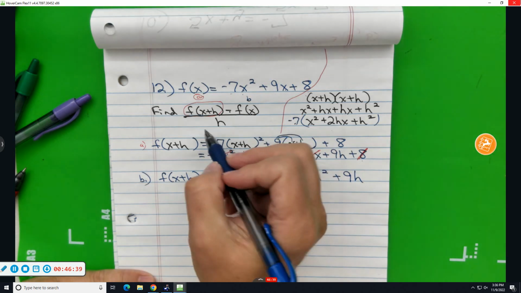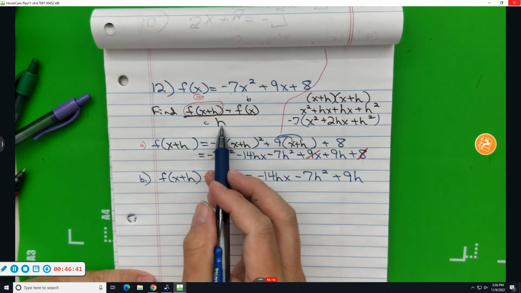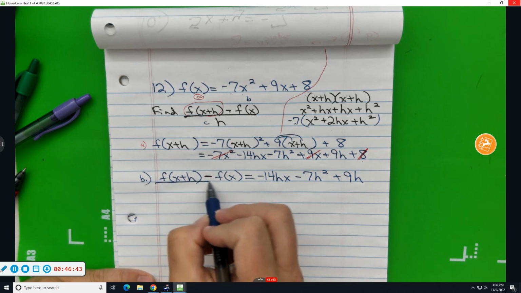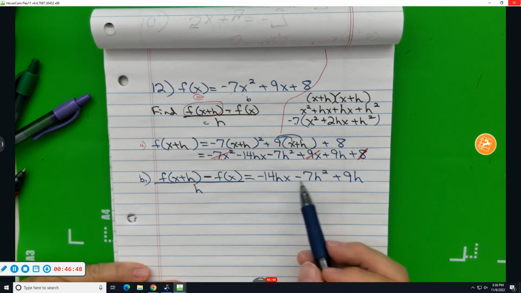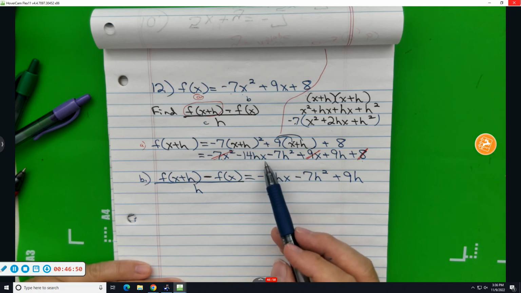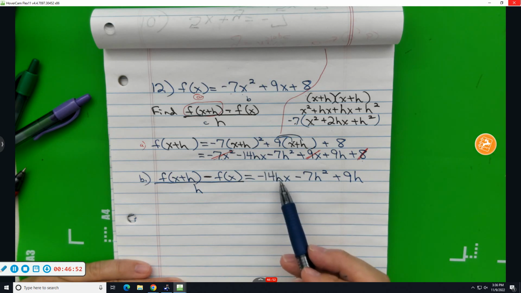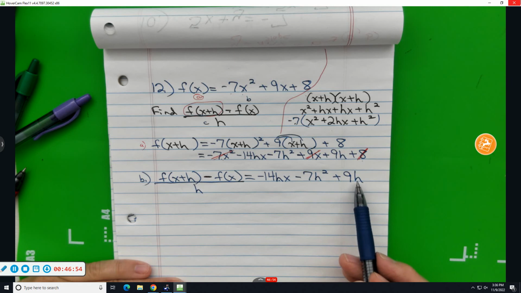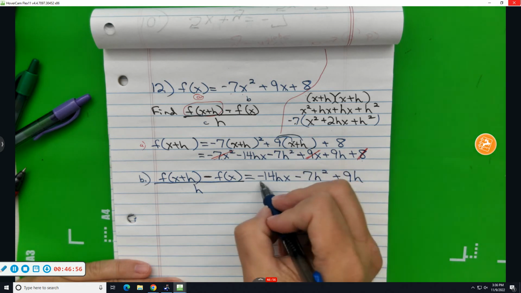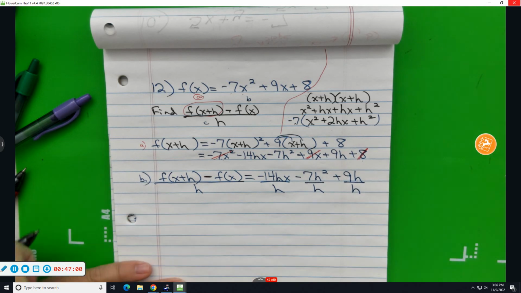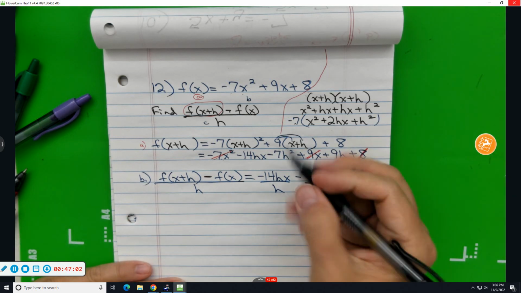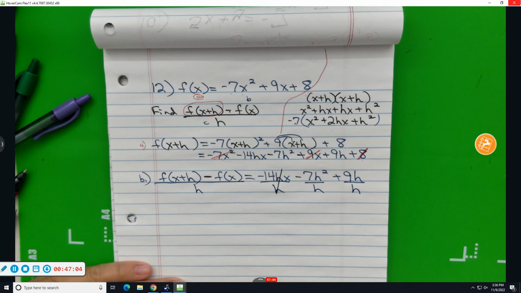Now part C, that's where I divide by h. Divide by h. Notice something in part B: every term that's left has the letter h. So we can just divide each term by h. H divided by h cancels out.